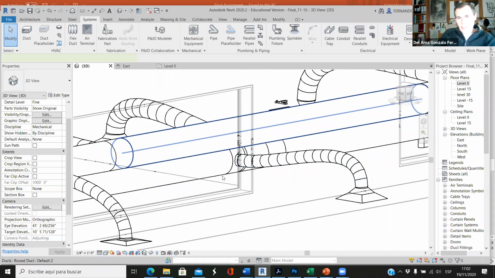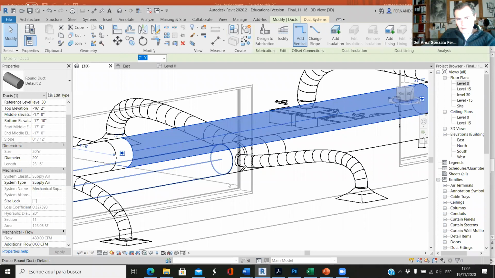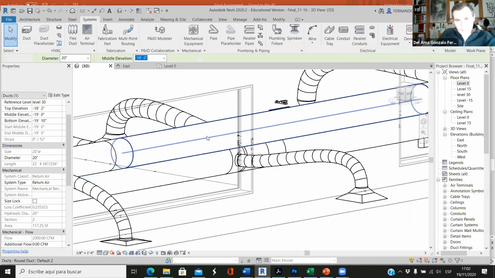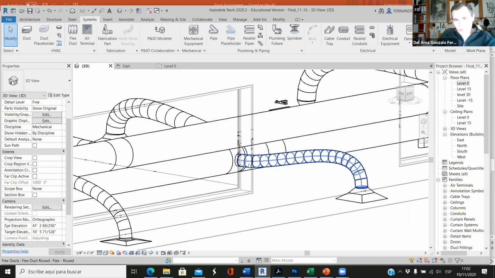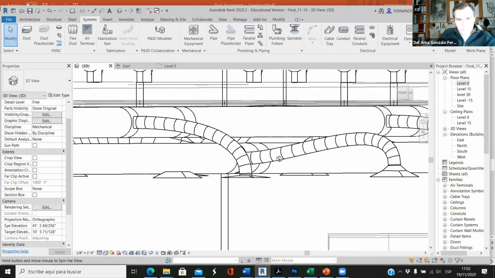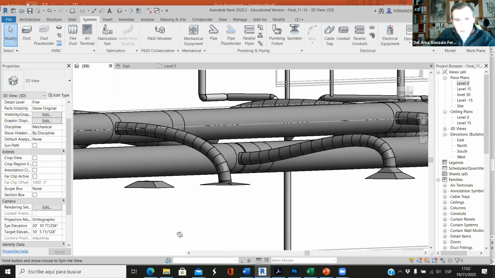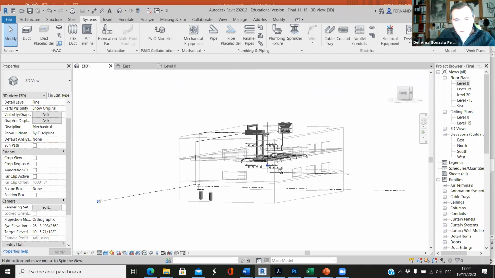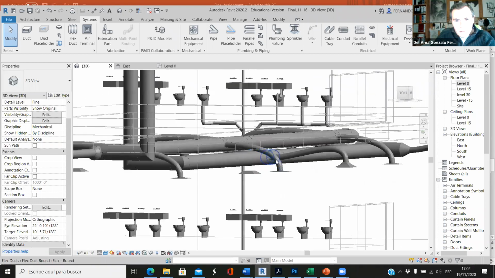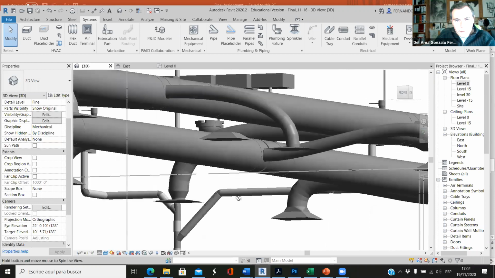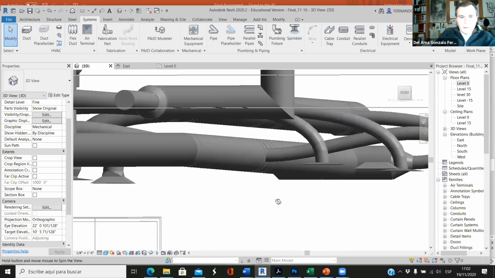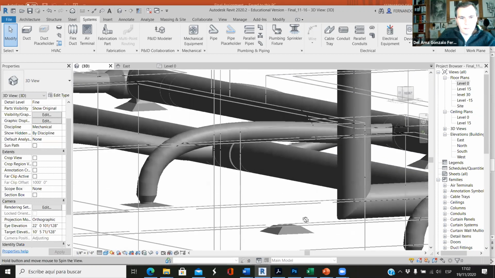This is the supply duct, and this is the return. But there is no intersection between these two ducts, okay? Because the level of this duct is lower than this one. Here we can see. I think if we shade it, it will be clearer. Okay, so the important thing is that we don't have intersections.